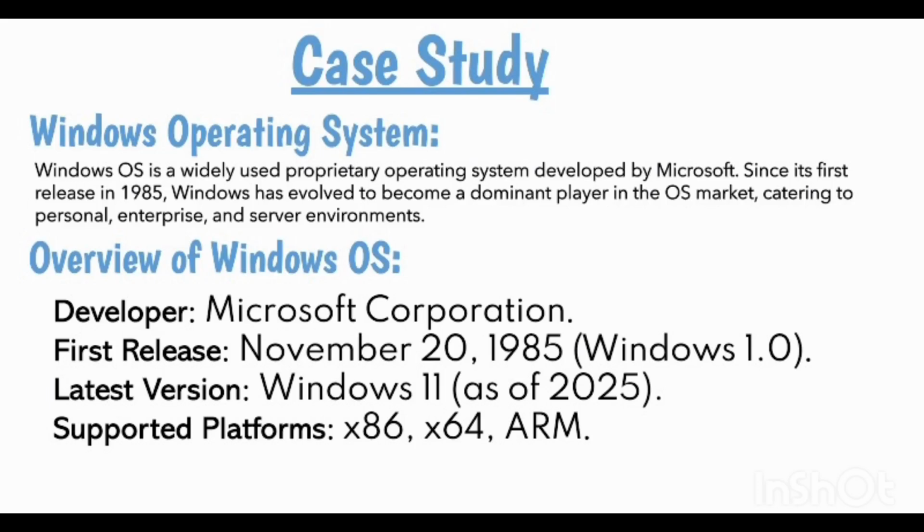The Windows developer is Microsoft Corporation. Windows was first released on November 20, 1985. The first version is Windows 1.0. The latest version is Windows 11 as of 2025. Supported platforms: x86, x64, ARM.